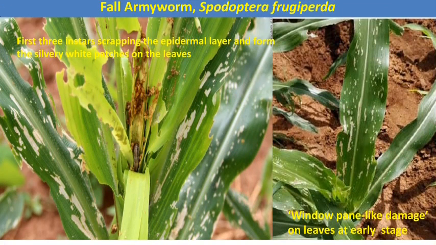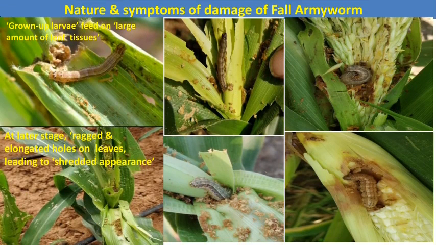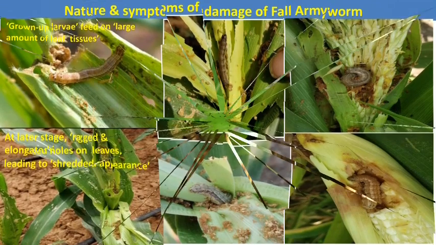Then, after the subsequent development of the larva, the first three instar larvae scrape the epidermal layers and form silvery white blotches on the surface of the leaves, and form window pane like damage on leaves at the early stage. Then the grown up larva feeds on a large amount of leaf tissue and causes yield loss. At a later stage, ragged and elongated holes appear on the leaves leading to a shredded appearance, and in case of severe infestation, excreta is also seen on the infested plant parts. This is the fall armyworm.